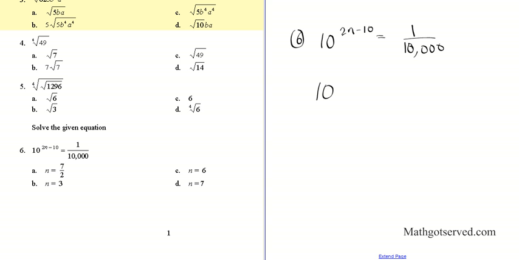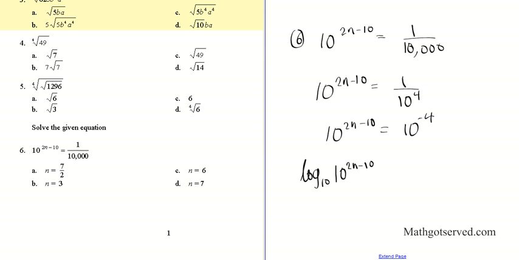So I can write this as 10 to the 2n minus 10 equals 1 over 10 to the 4th. Now, using the reciprocal property of exponents, I can rewrite this: just reciprocate, 10 to the, and negate the exponent to compensate for the reciprocation. Okay? Now the bases are identical, so to cancel out the bases, I'm just going to take log base 10 of 10 to the 2n minus 10 on the right, equals log base 10 of 10 to the negative 4 on the left.